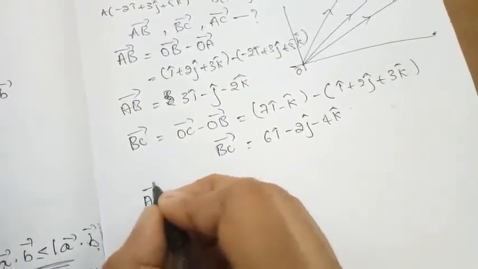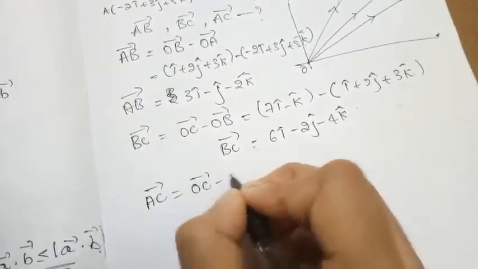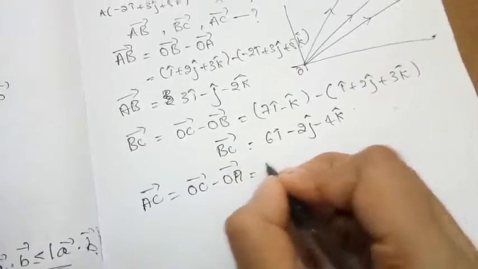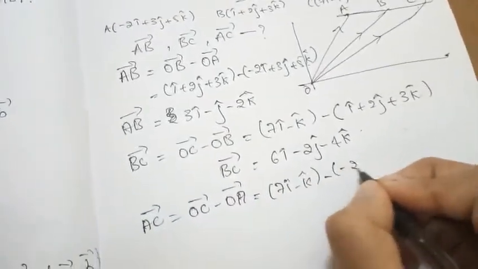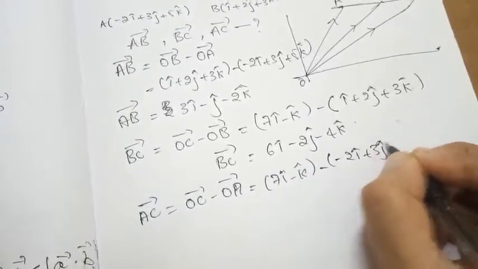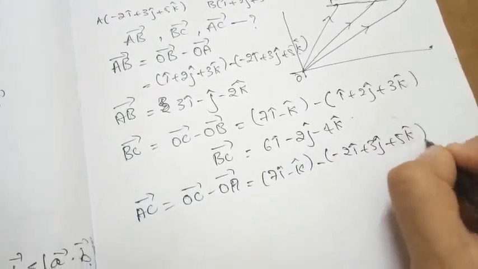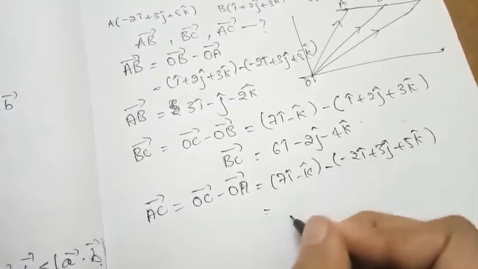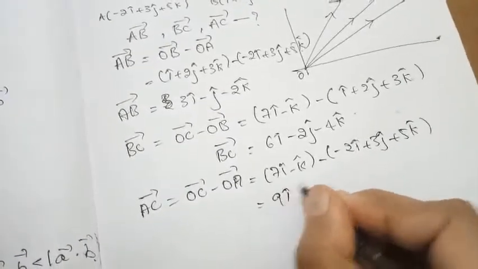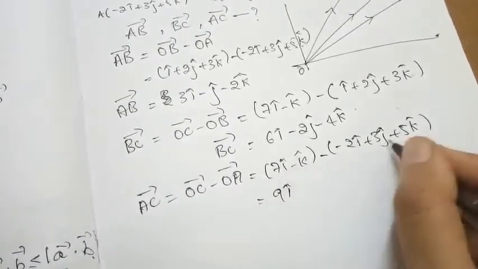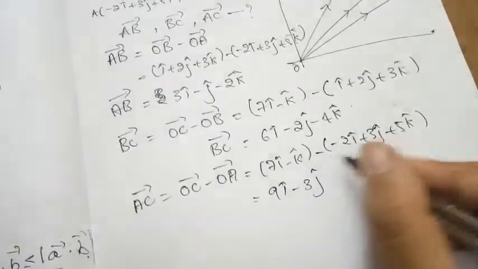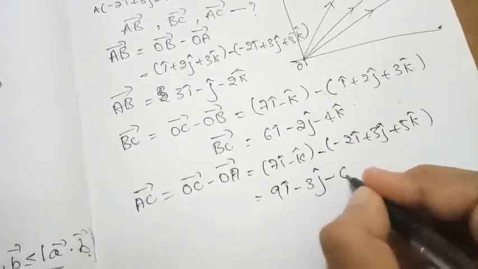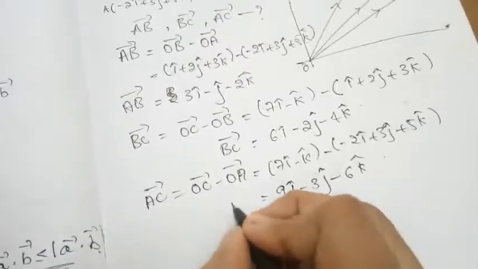Similarly, vector AC is nothing but vector OC minus vector OA. So 7i cap minus k cap minus (2i cap plus 3j cap plus 5k cap). So it is nothing but 7 minus 2, it is 5i cap; j cap is not there, so 0 minus 3, minus 3j cap; minus 1 minus 5, so it becomes minus 6k cap. So this is our vector AC.